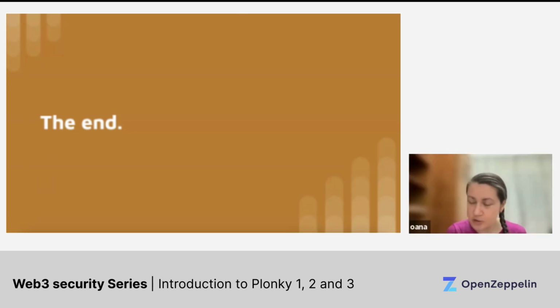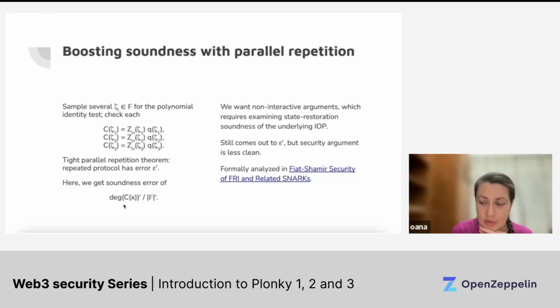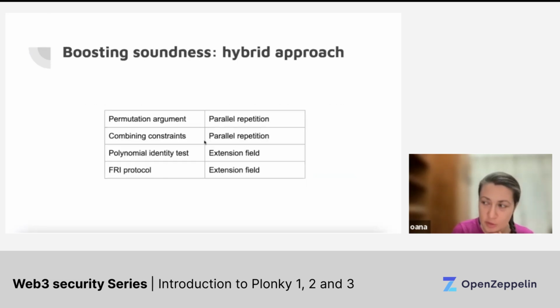And my question is basically, I would imagine that one is more preferable than the other. I know you mentioned examples in the code where you use parallel repetition, for example, for the computing, exactly, for the permutation argument, right? So the permutation argument and combining constraints use parallel repetition, and for the rest, extension fields.